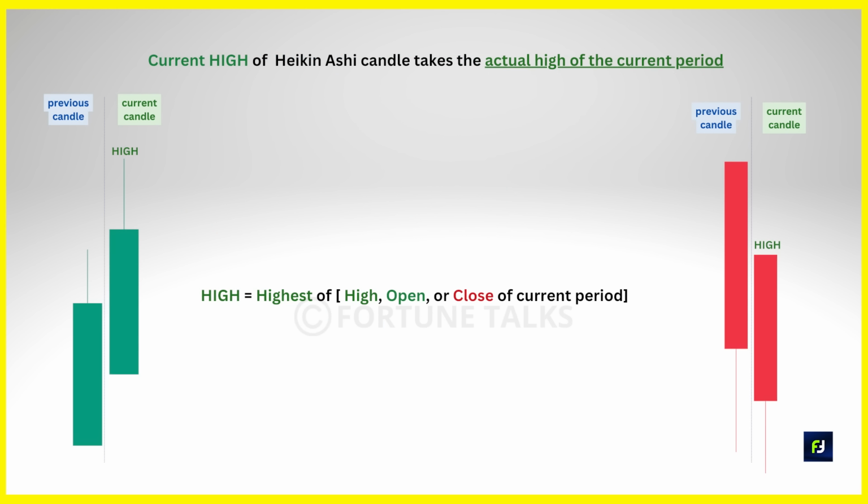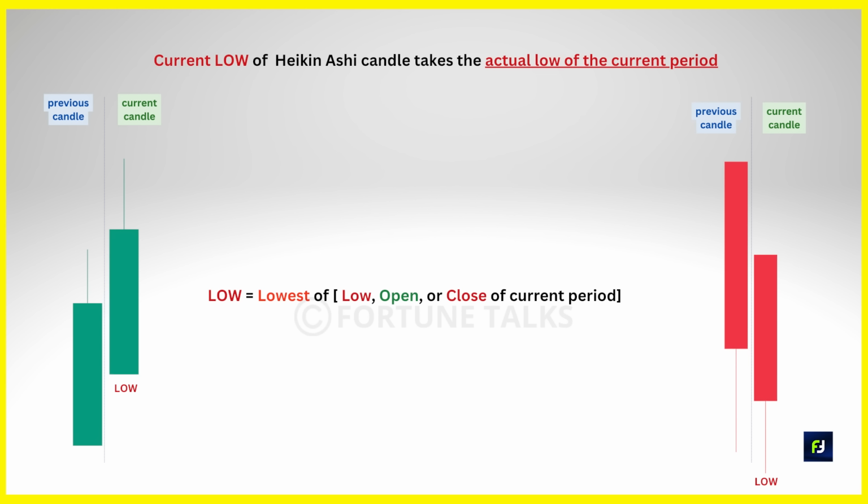Now talking about the high price of a Heikin Ashi candlestick, it takes the actual high of the current period. This could be the highest shadow, the open or the close, whichever is the highest. Now the low price of the Heikin Ashi candlestick takes the actual low of the current period. So this could be the lowest shadow, the open or the close, whichever is the lowest.